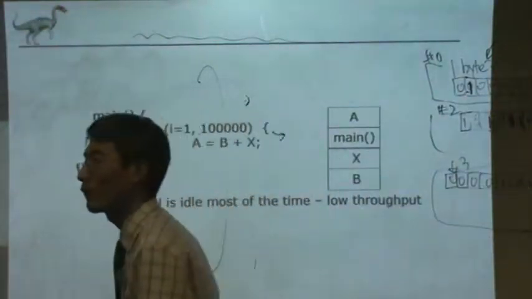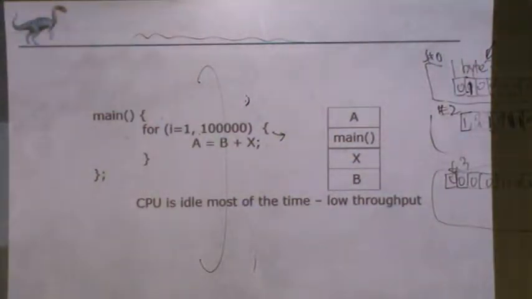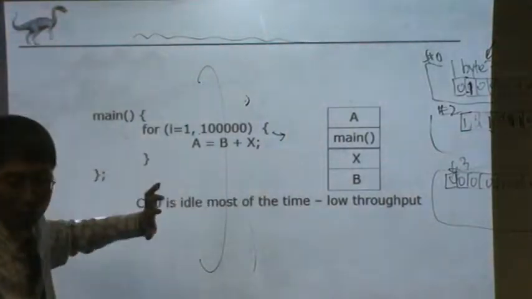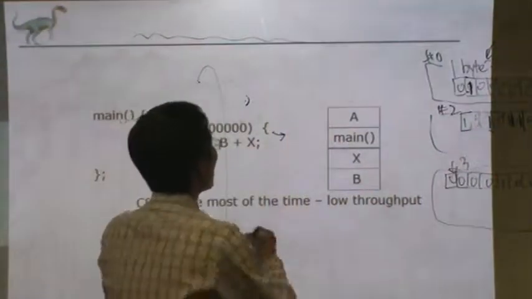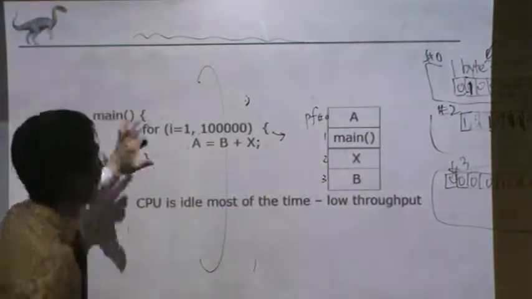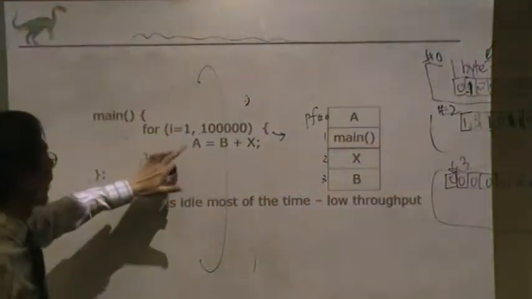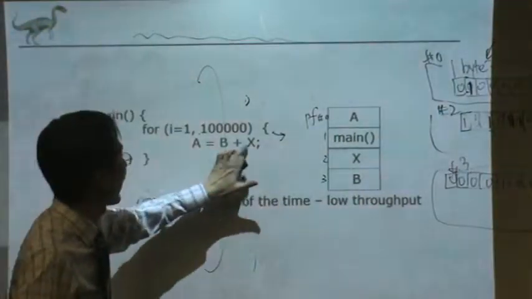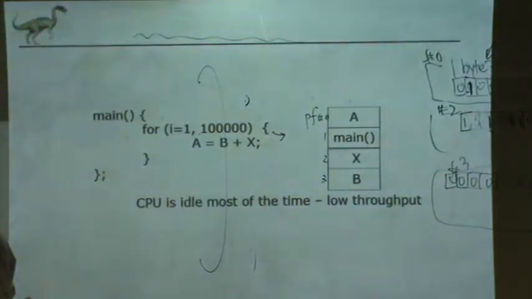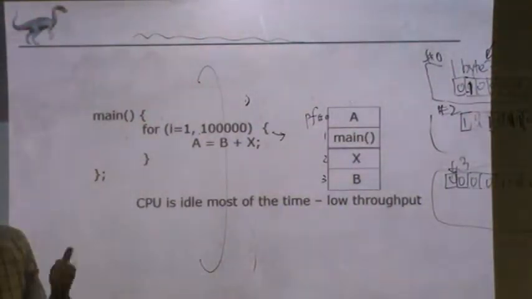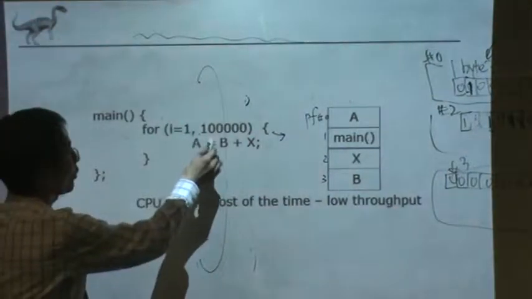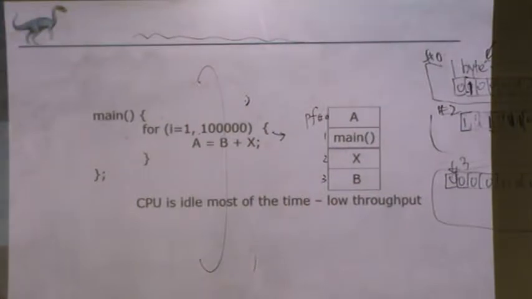That example is like this one. We have 4 page frames, like A, main, X, B. Let's say these are page frame numbers 0, 1, 2, 3, and main is 1, A is currently 0, X is 2, B is 3. What happened? It's a loop from 1 through 100,000 times.